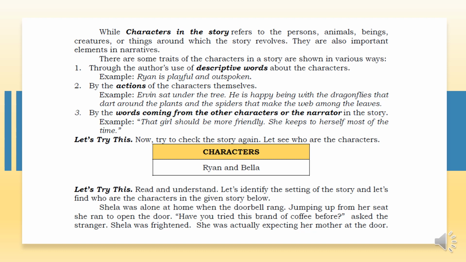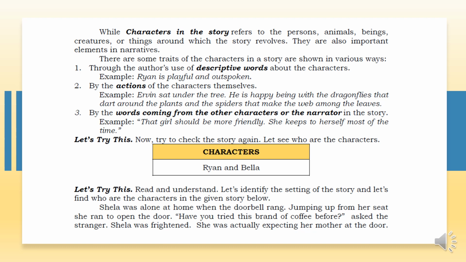2. By the actions of the characters themselves. Example, Irvin sat under the tree. He is happy being with the dragonflies that dart around the plants and the spiders that make the web among the leaves. So, for number 2, we have the actions. Okay, so the characters are being described by the actions done.